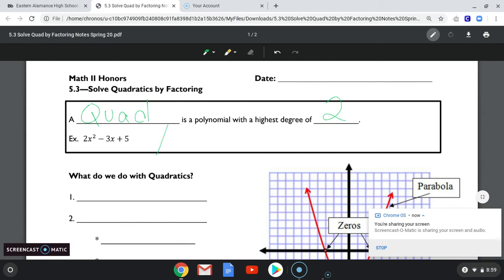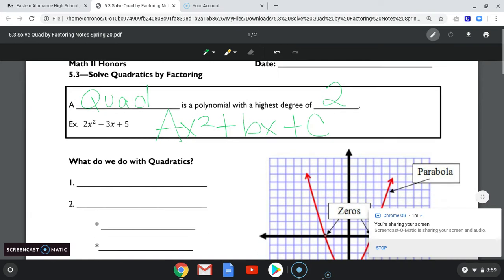We're used to seeing these in the form of ax squared plus bx plus c. Once again, it doesn't matter if you use capital A, capital B, capital C, but it's ax squared plus bx plus c. And you just give me a second. I'm going to go ahead and move our notes up a little bit.